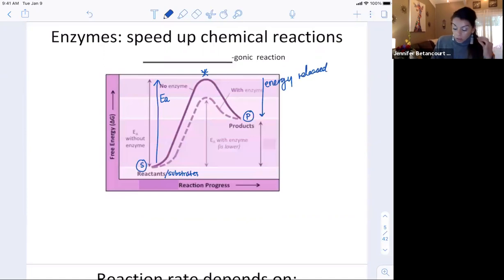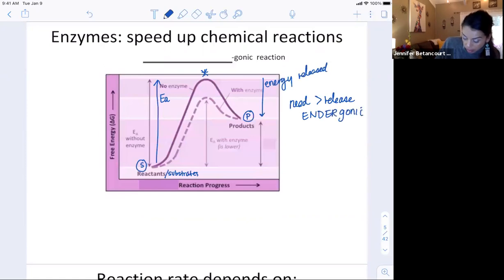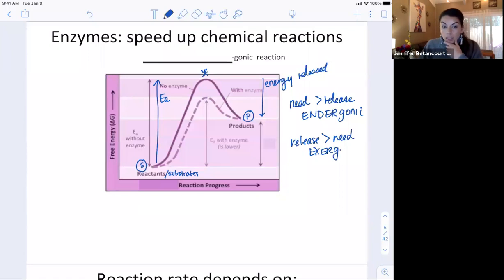If you need more energy than you release, the reaction is called endergonic. If you release more energy than you need, the reaction is called exergonic. So in this case, you needed more energy than the energy released. This reaction is endergonic. The enzyme will never change something that's endergonic to exergonic.